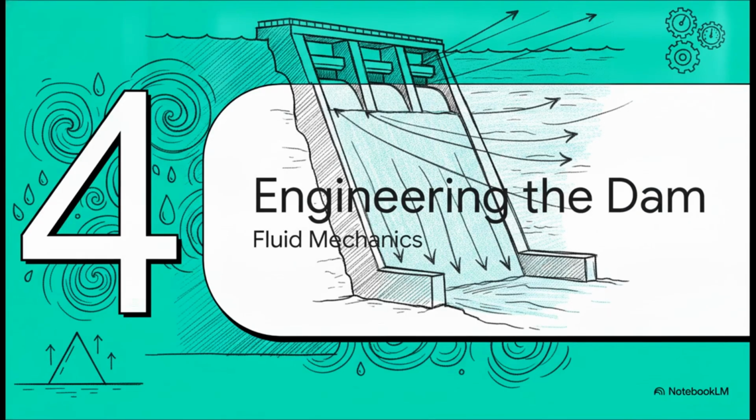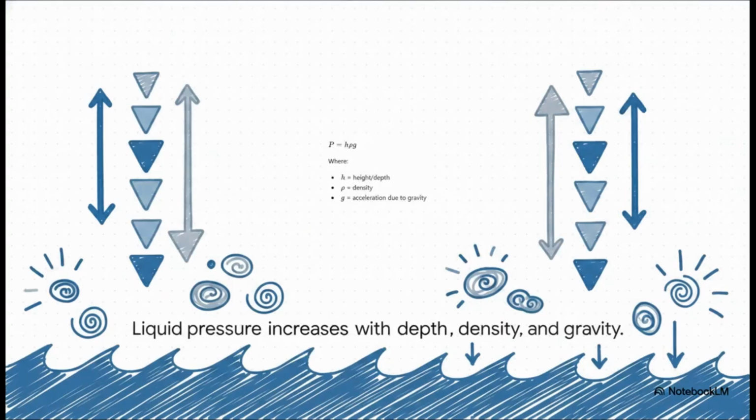On to Section 4, challenge, engineering the dam. So how do we actually take what we know about liquid pressure and use it to build a safe, stable dam? Well, unlike solid pressure, which is concentrated strictly where two objects physically touch, liquid pressure is multidirectional, and it increases directly with depth. You can see it right here in this formula. P = hρg. It shows us that pressure is the product of depth, density, and gravity. Meaning, as you go deeper into the water, the pressure skyrockets, and it's pushing violently in all directions simultaneously.